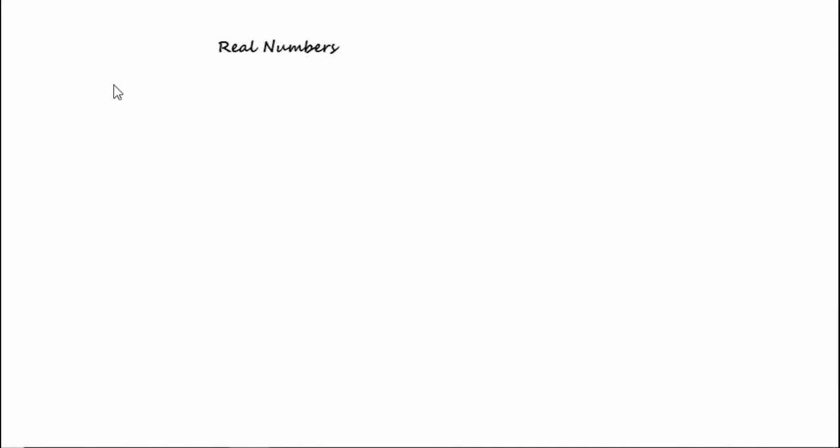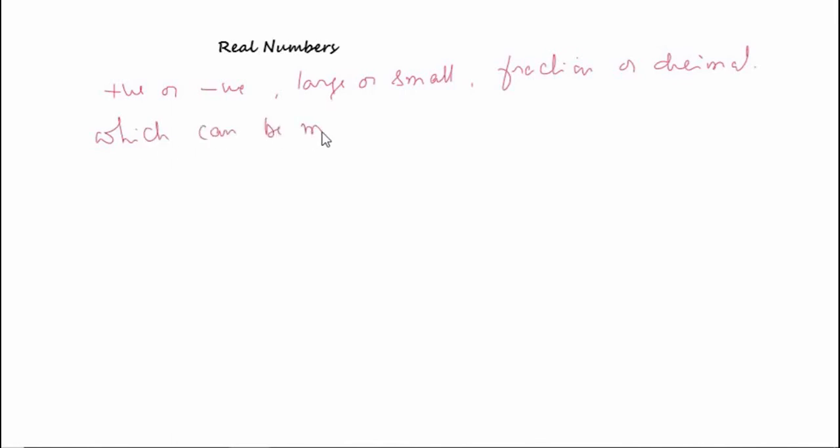Real numbers. Any number that we can think of, whether positive or negative, or say large or small, whether it is a fraction or decimal, and which can be measured, is a real number. Or any number that is not imaginary is a real number, as the name suggests.